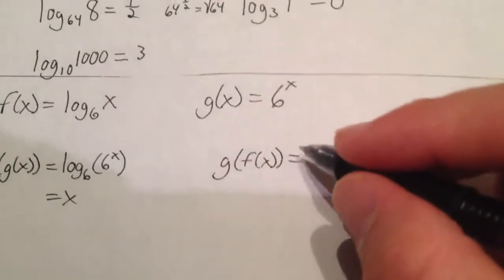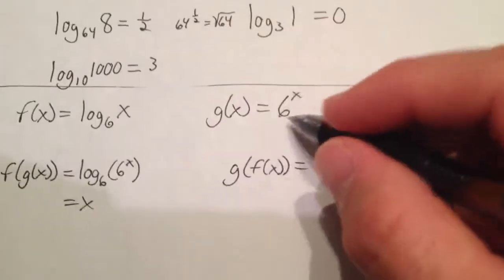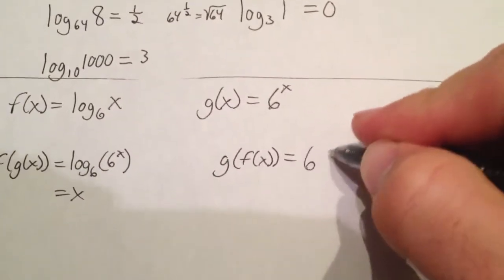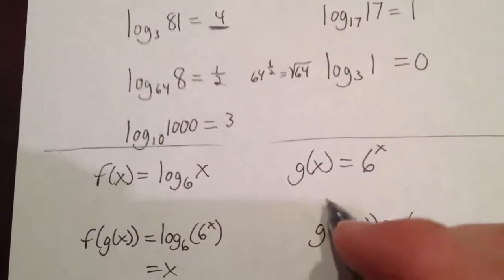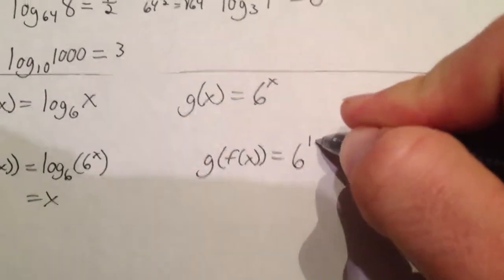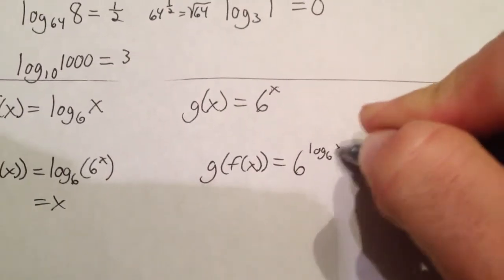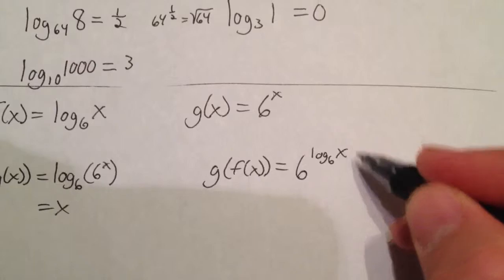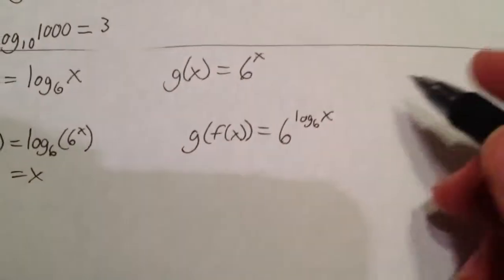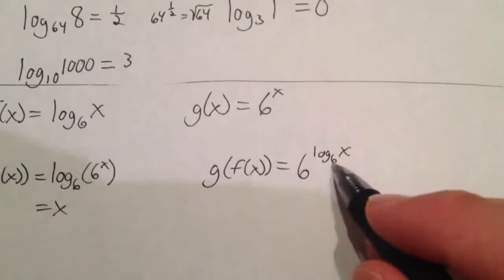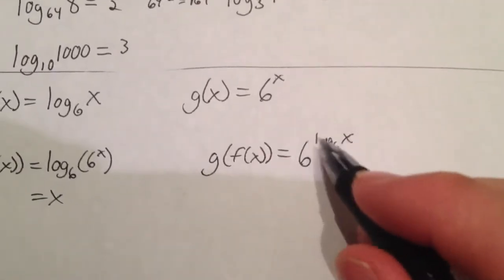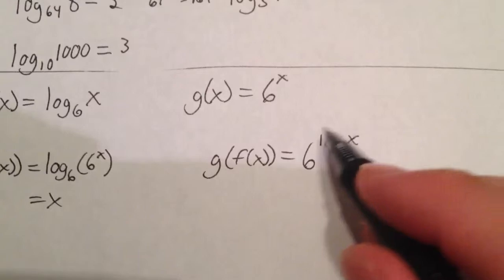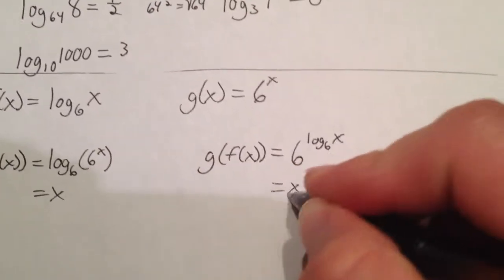This one's a little bit harder to notice. When you do g of f of x, it means taking this guy, 6 to the x power, but instead of plugging in x, you're plugging in this whole f of x function into g of x. So you're going to have log base 6 of x in your exponent up here. This one's a little bit harder to notice because 6 to what power is going to give me x? Well, if you actually literally put that power on 6, you're going to get x.